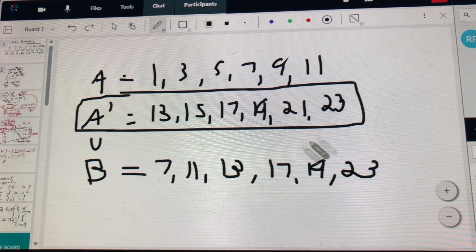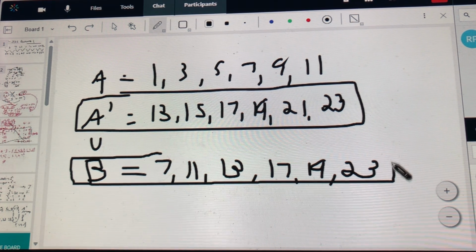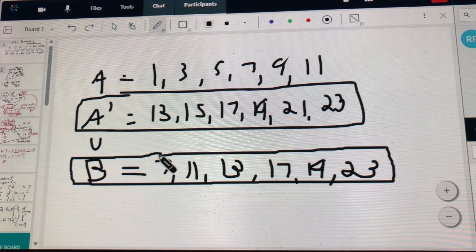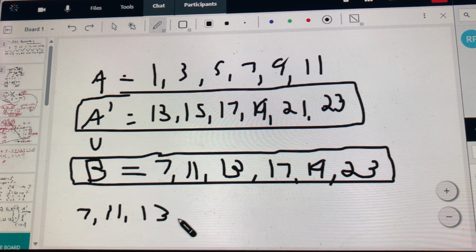Well, both of these are size 6 sets. So anytime I'm doing a union, I like to write all the ones inside the bigger one. Well, if they're equal in size, you can pick either one. So I'm going to pick B just because it starts with a smaller number. So if I write every number from set B, all 6 of these have to be in the answer no matter what.